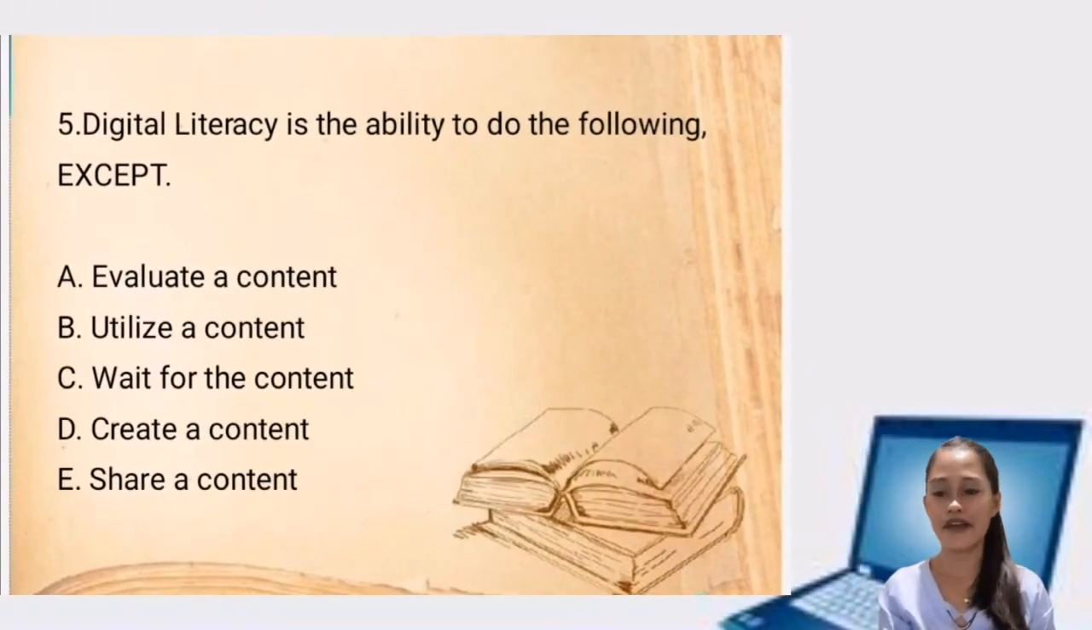Question number 5. Digital literacy is the ability to do the following except letter A. Evaluate a content. Letter B. Utilize a content. Letter C. Wait for the content. Letter D. Create a content. And letter E. Share a content.